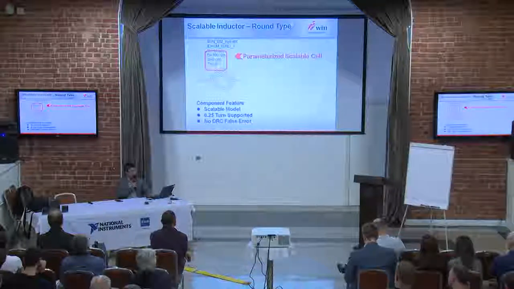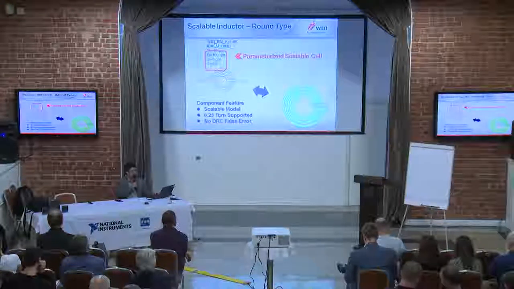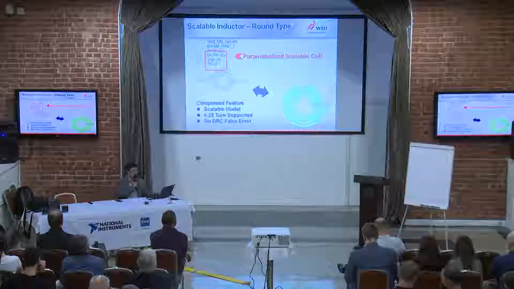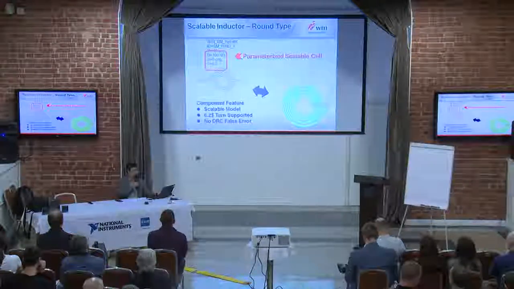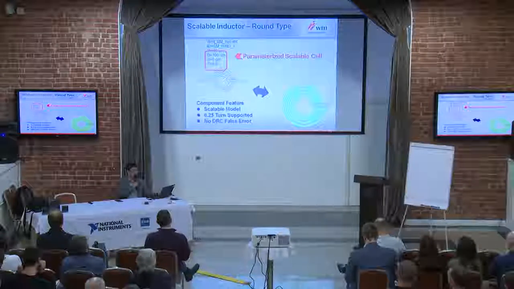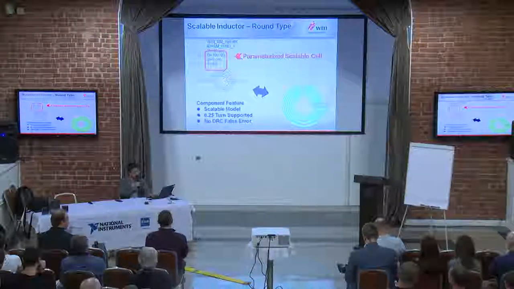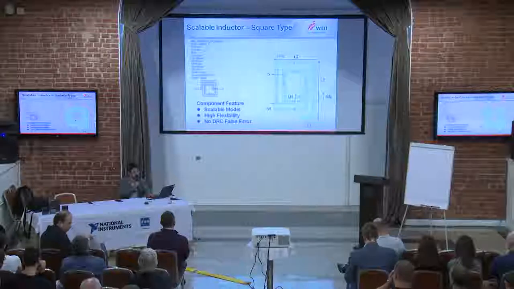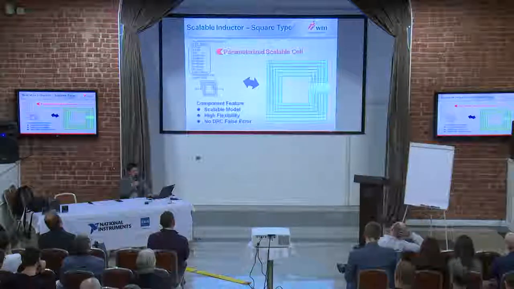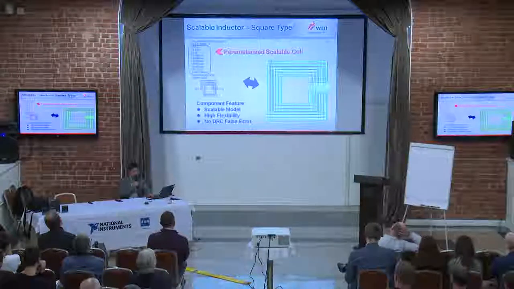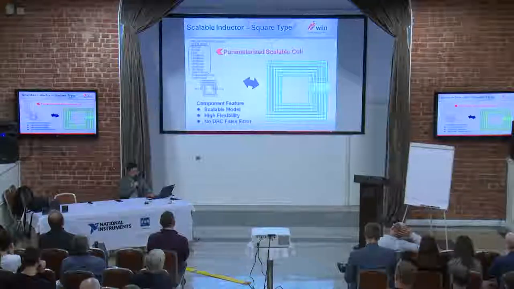So as to the passive component, we are still trying to make the cell scalable. So you may see you can tune the spiral inductance. You can choose the dimension you would like to have, and you can tune the metal spacing, and you can choose the turns number for the scalable inductor. So not only for the spiral type, we also provide the square type. Yeah. It can enlarge the turns, enlarge the dimension, and also you can try to optimize your inductor design.